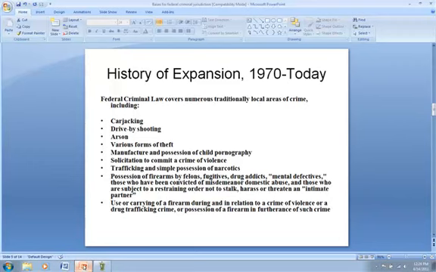Finally, use or carrying of a firearm during and in relation to a crime of violence or a drug trafficking crime is also a federal crime. So as you can see from the list, again, federal criminal law now covers virtually the entire waterfront. Almost anything that can be prosecuted locally as a criminal matter can also be prosecuted federally.